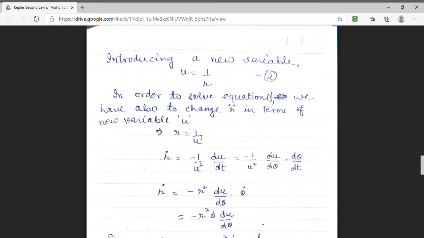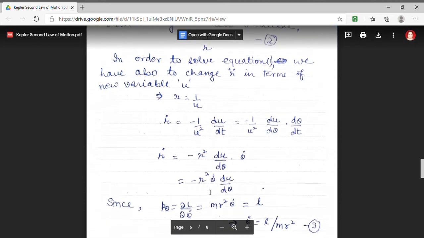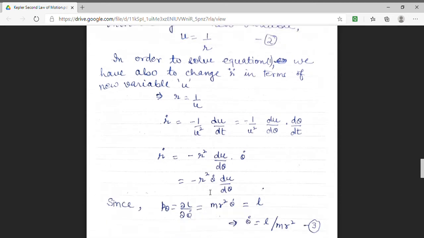ṙ will be equal to −(1/u²) du/dt. It can be expressed as −(1/u²) du/dθ multiplied by dθ/dt. We know that dθ/dt means θ̇, and 1/u² is r². So ṙ will be equal to −r² θ̇ du/dθ.